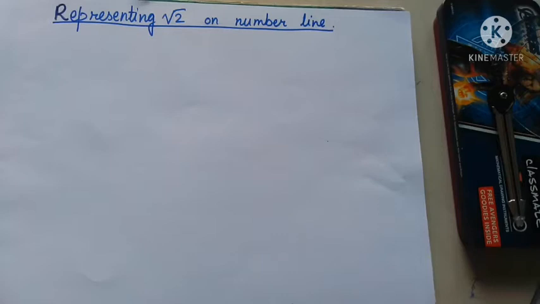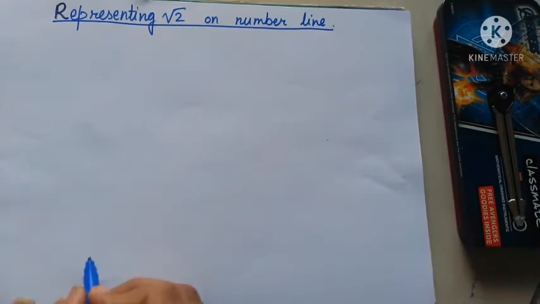Hello friends, today we will learn how to represent root 2 on number line. As you know that root 2 is an irrational number, but all the real numbers, that is both rational numbers and irrational numbers, have a place on the number line. So even root 2 can be represented on the number line. So for representing root 2 on the number line, we will make use of Pythagoras theorem.